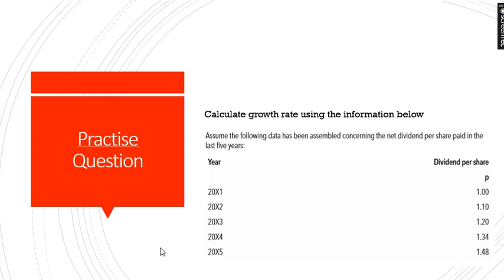Yes. How much? What's the answer? Okay, let me put it into decimal places. It's 10.30. Okay, 10.30. Okay, let me try it. So we have the current dividend is 1.48. So it's 1.48 divided by 1, to the power 1, 2, 3, 4, to the power 4.